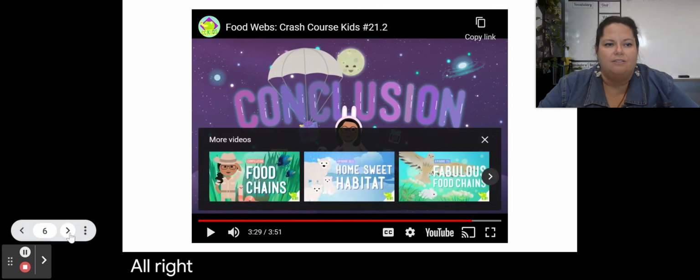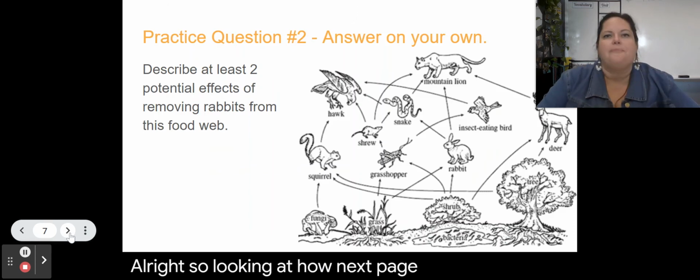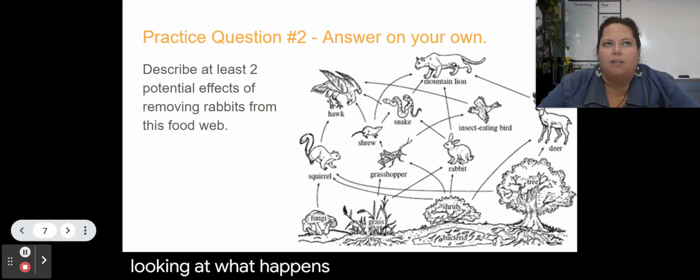All right. So looking at what happens when we remove a species out of a food web.